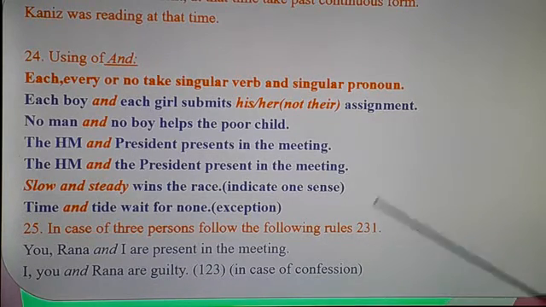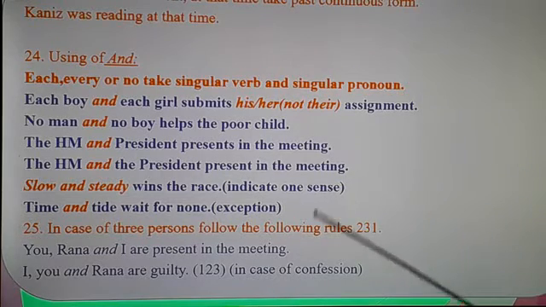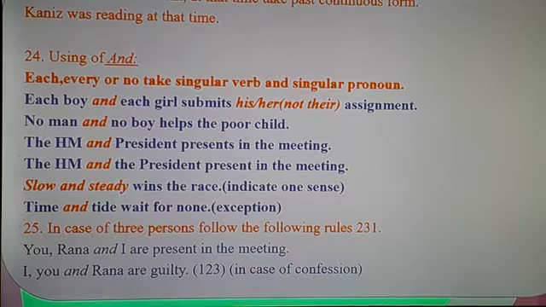So 231. But in case of confession, I mean, if you want to confess anything, that you are guilty or you did some mistakes, in this case you have to convert it into 1, 2, 3. I mean 123, the first person will come first. That is, I, you, and Rana are guilty. So I think, dear students, you can easily follow this rule. Okay, have a look. We have some more examples.